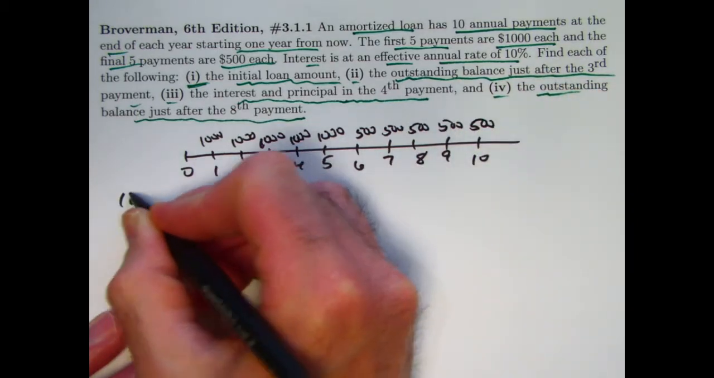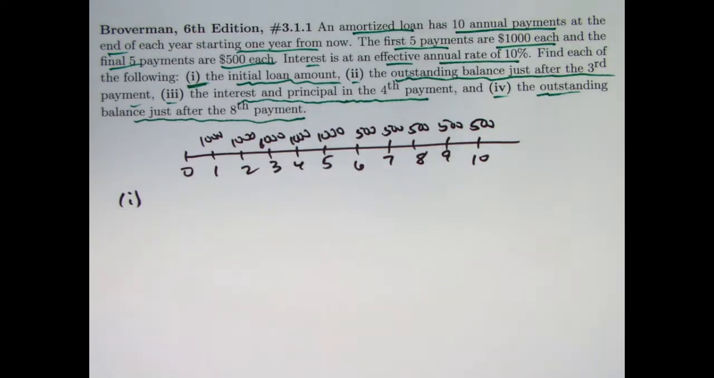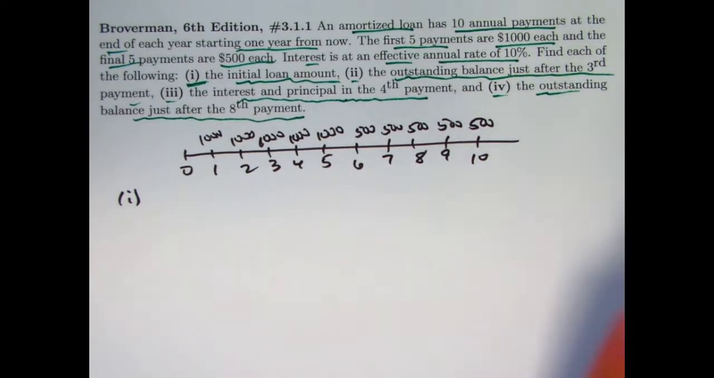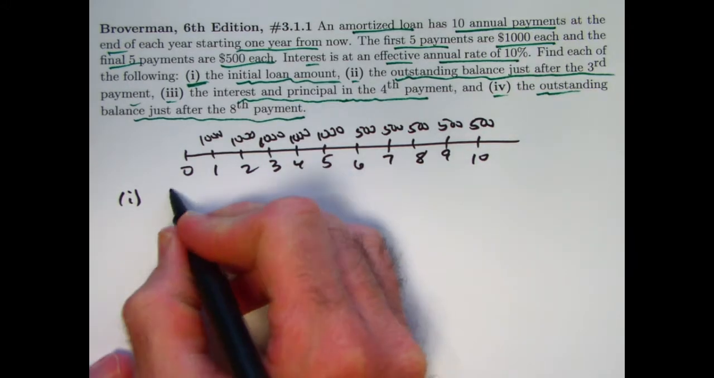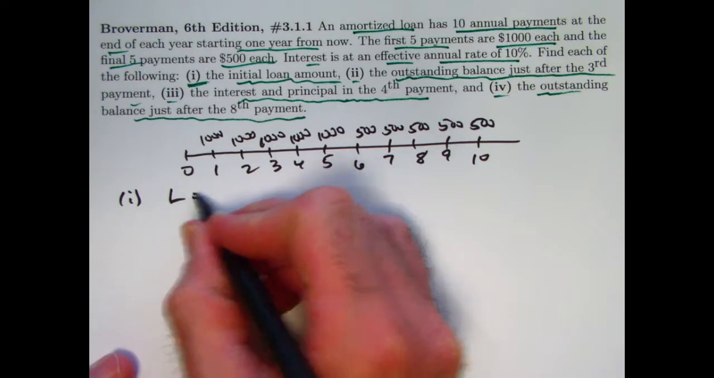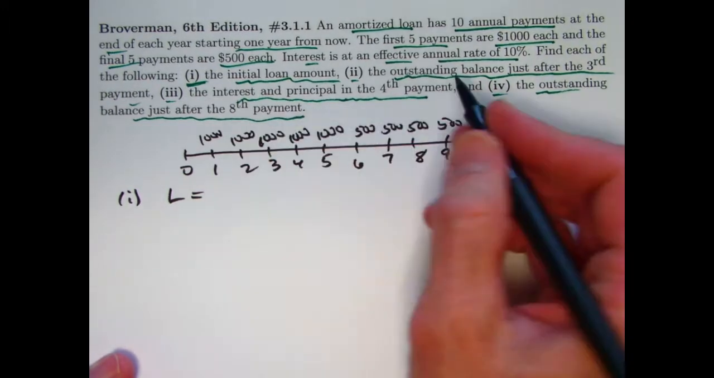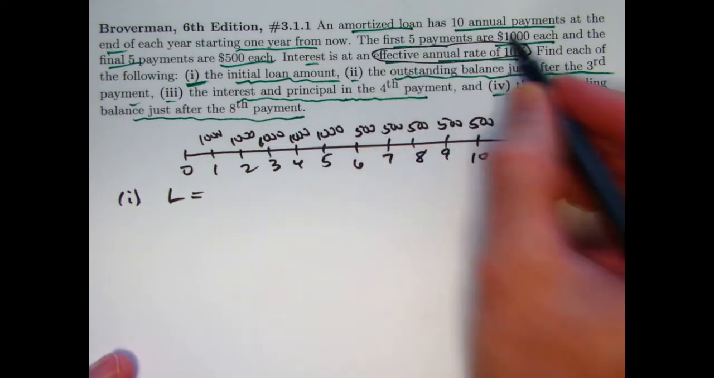To answer part 1, it's fairly simple. The idea is that the loan amount, the amount you are borrowing, is the same as the present value of all the payments based on the given interest rate. So the loan amount, which we might call L, is the present value of all these payments for the given interest rate of effective annual rate of 10% here.